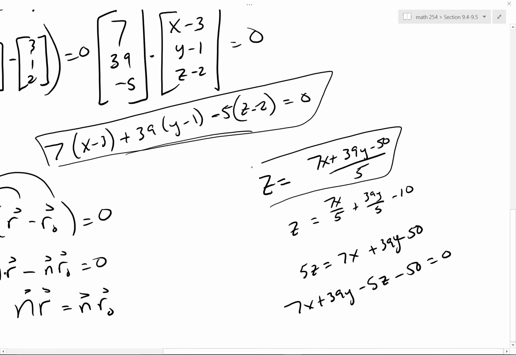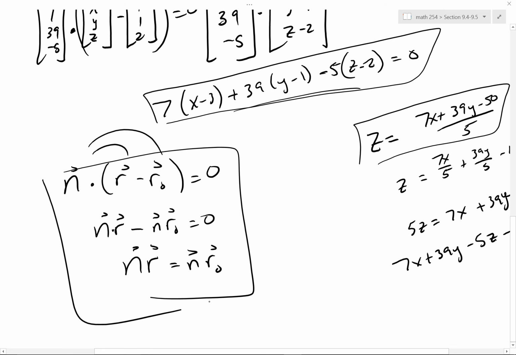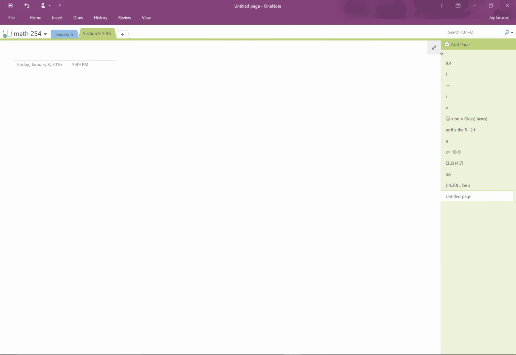I like z equals because that's a quick way to put in the calculator, but we're going to need to start getting used to some of the matrix notation or the vector notation. It's kind of a big deal going forward. Okay? All right.